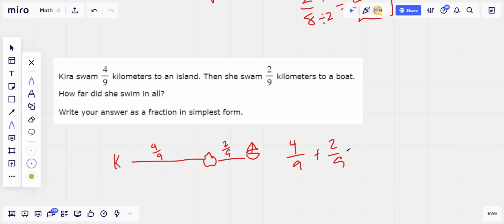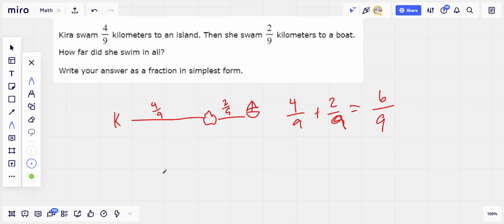That's a lot of swimming, actually. So again, the denominators are the same here. So the addition is pretty easy. 4 plus 2 is 6. We put that over the same denominator. And then we need to simplify.